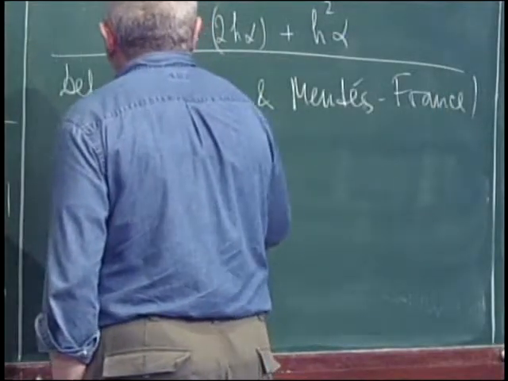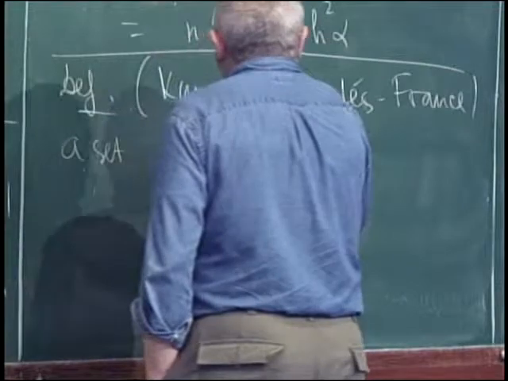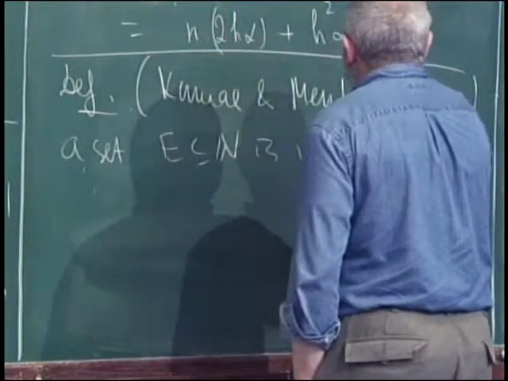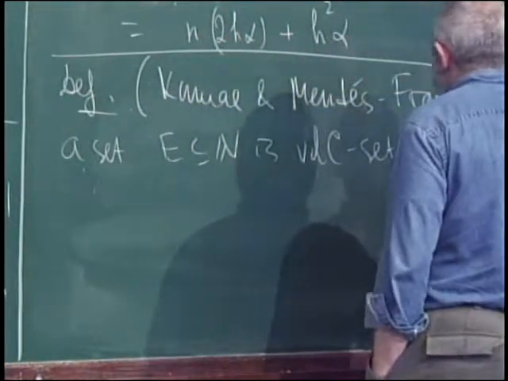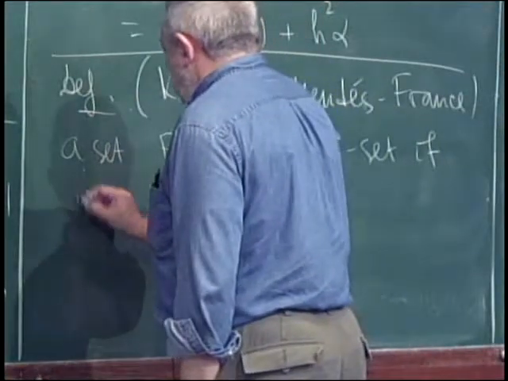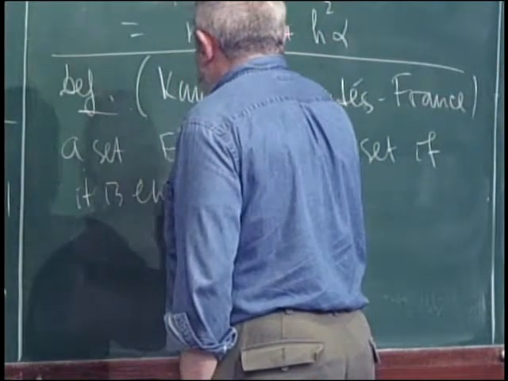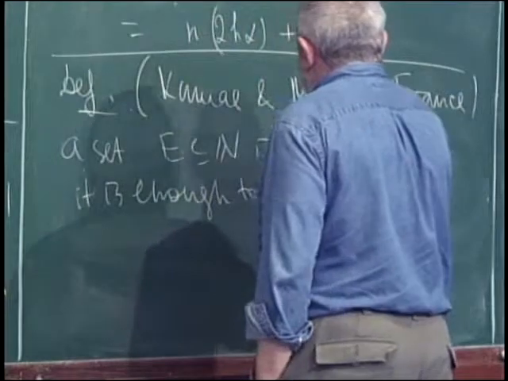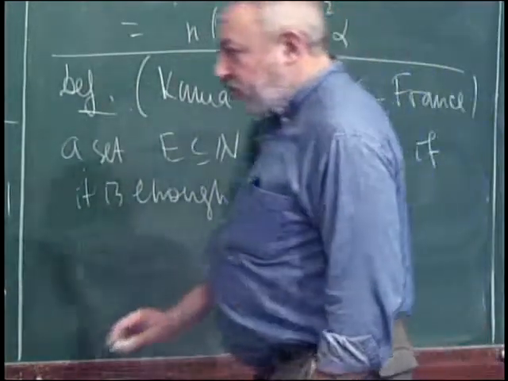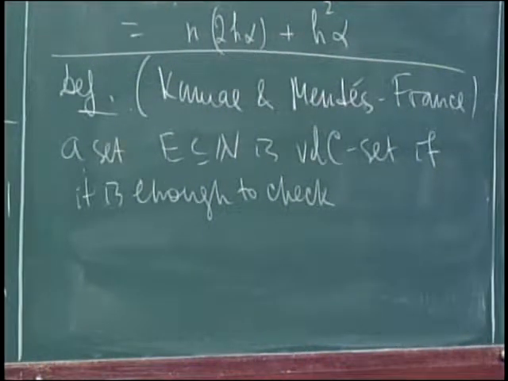So a set E in N is a VDC set if it is enough to check, let's call it star.